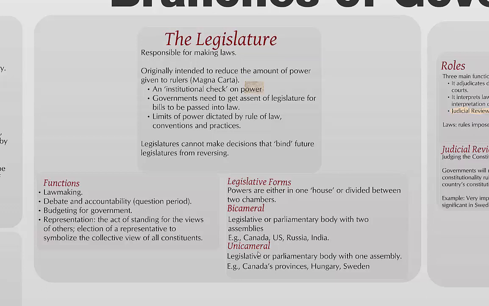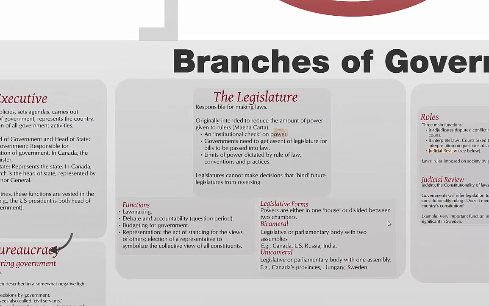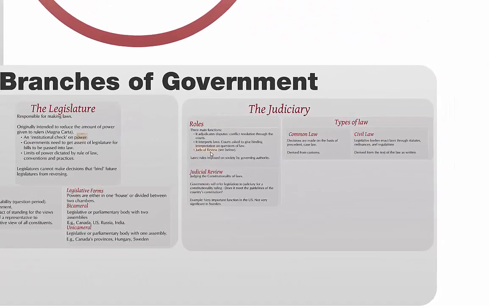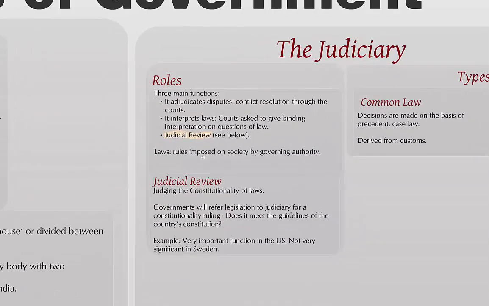There are also countries which do not have two chambers, they have only one. So parliamentary bodies with one assembly. Sweden would be one such case. You'll find more of those countries in Europe. And then we have the judiciary, which has three main functions: adjudicates disputes, resolves conflicts through the courts, interprets laws, and in some cases, in some countries, you have something called judicial review.